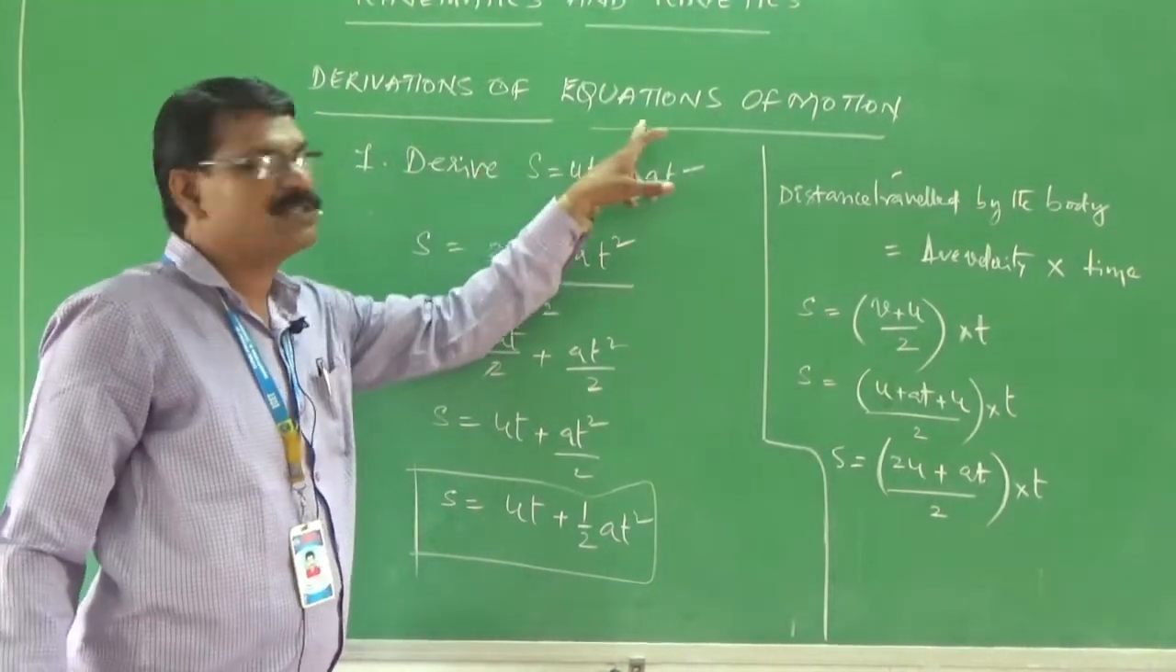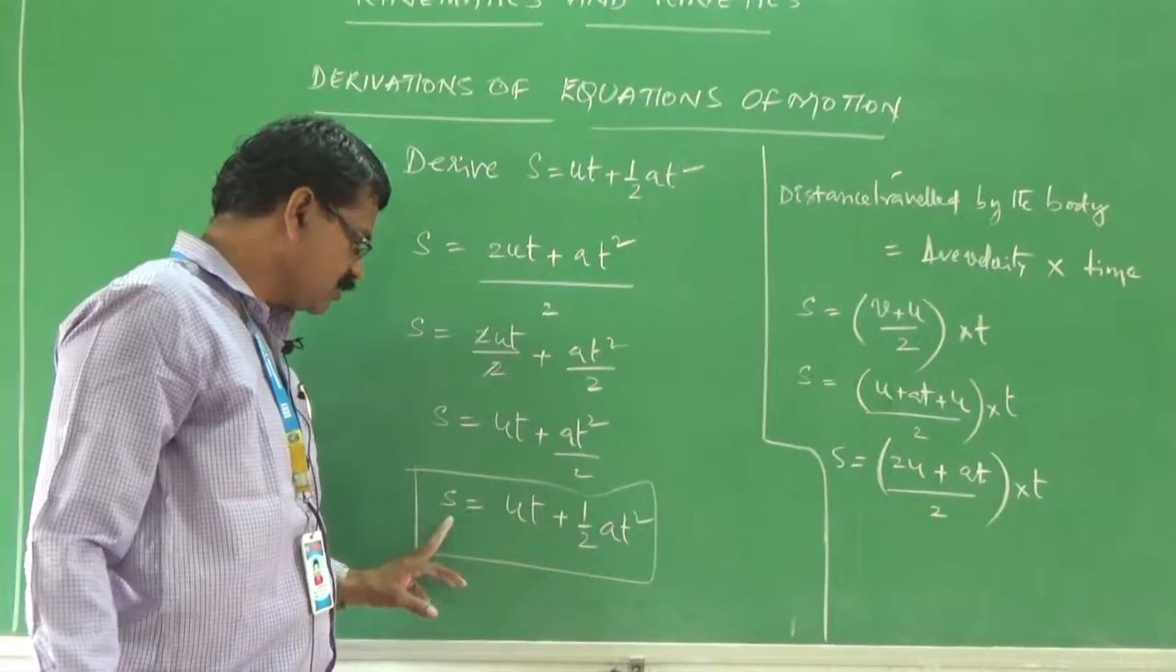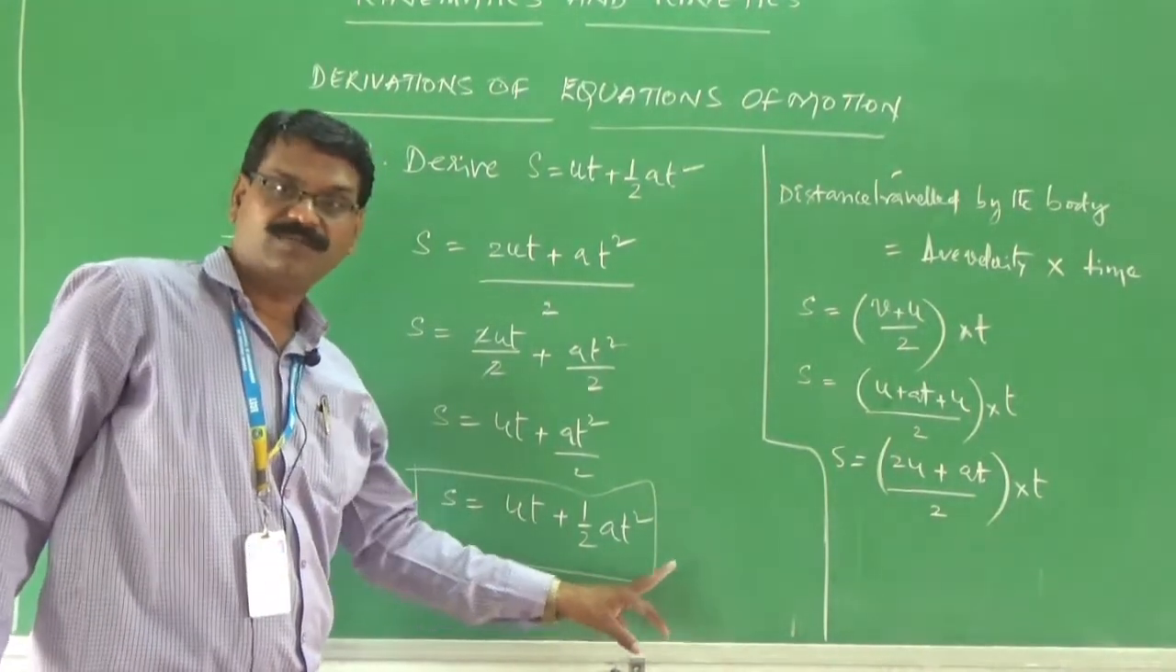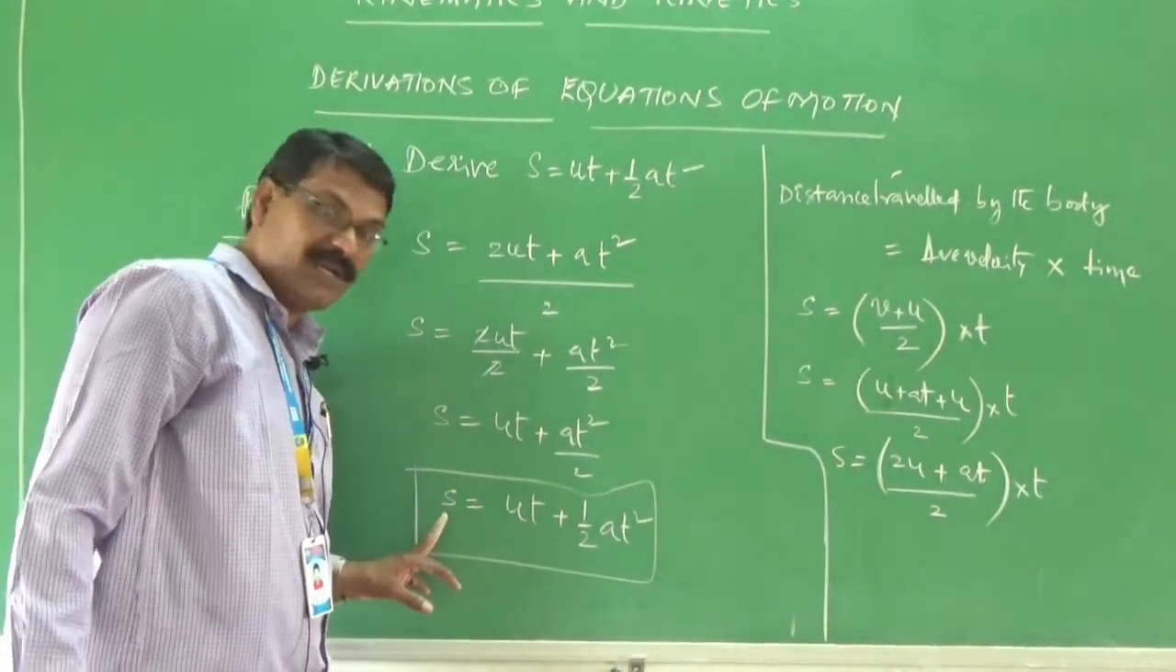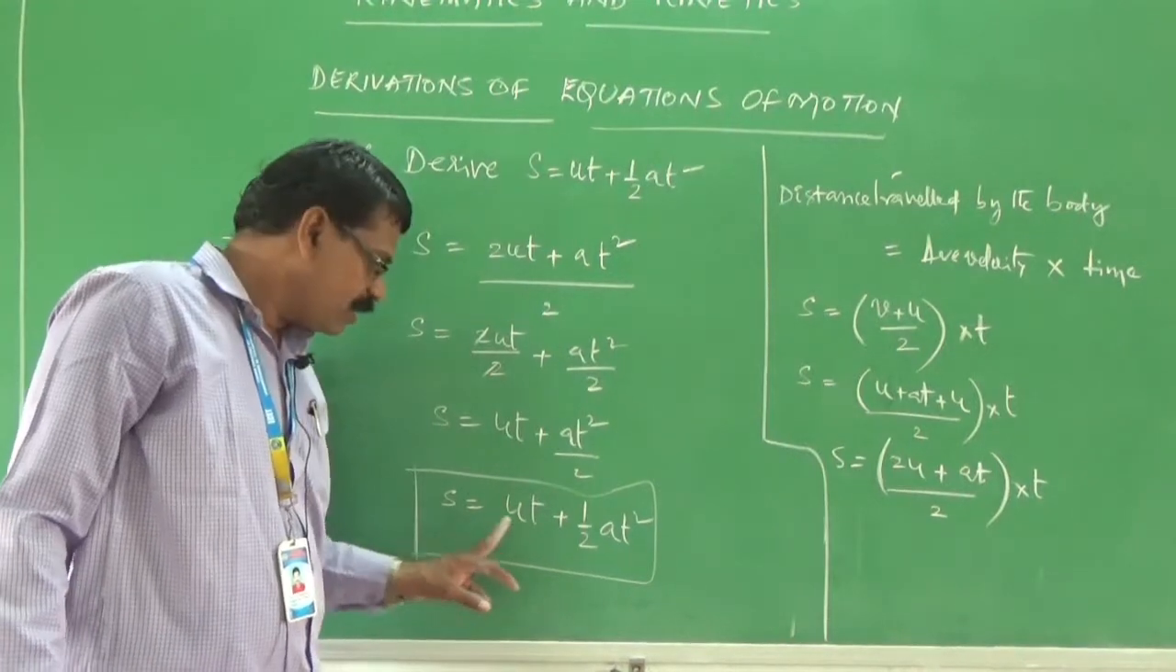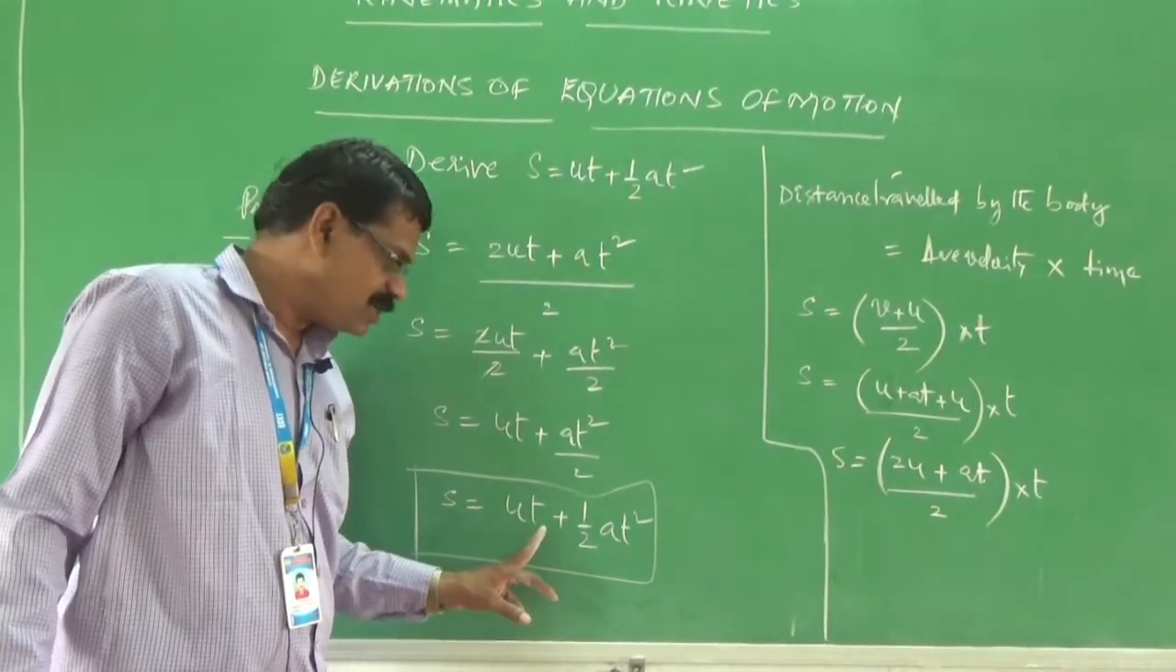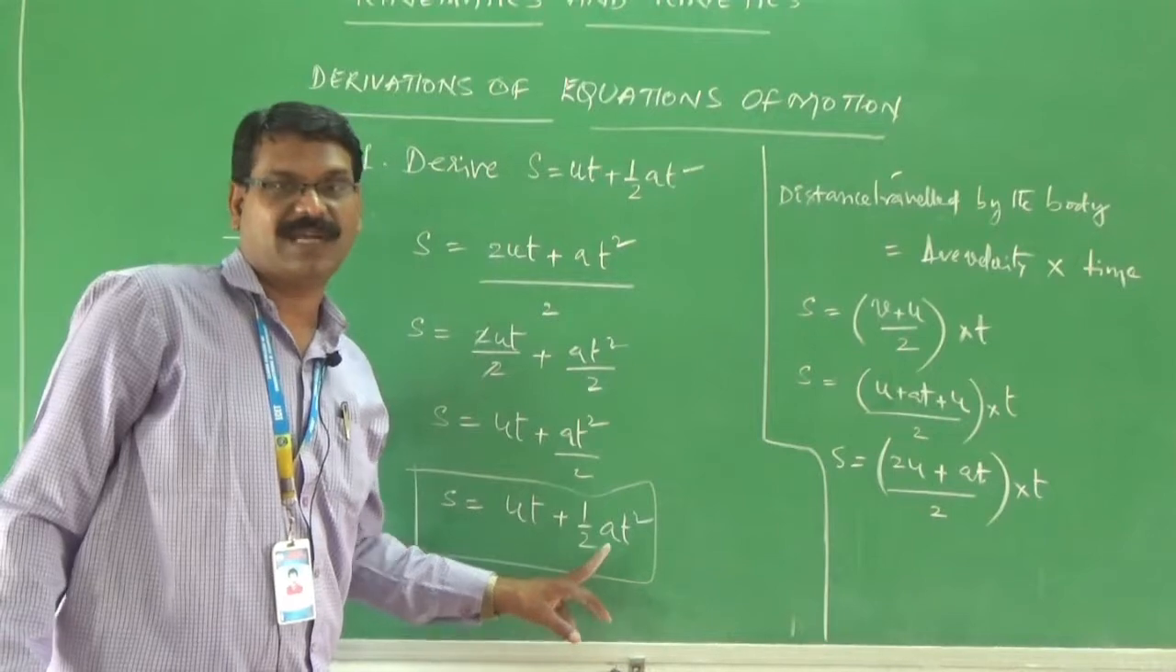This is known as the second equation of motion under gravity. What is that? S is equal to ut plus 1 by 2 at square. In this equation, my S represents distance traveled by the body, my u is initial velocity, t is equal to time, and a is equal to acceleration.